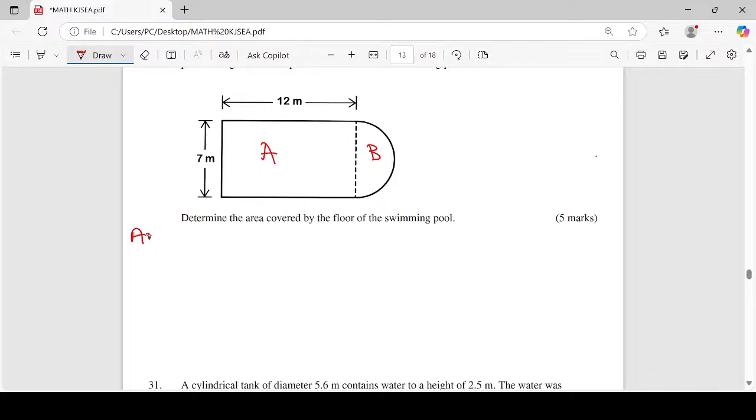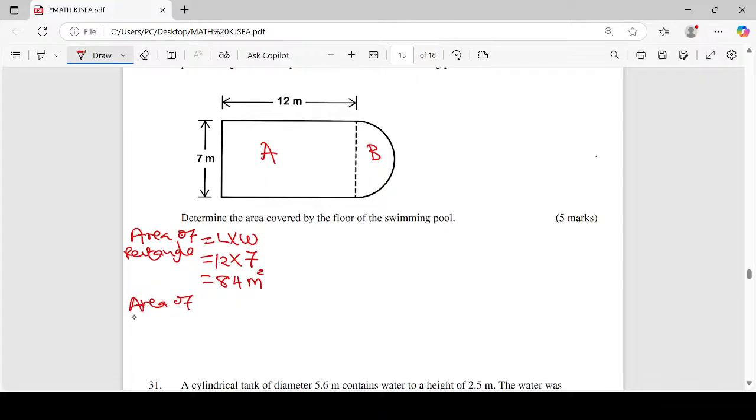That is the area of the rectangle. Area of the rectangle is given by length times width. The length in this case is 12 times the width, which is 7. This gives you 84 square meters. Then also let's get area B, the area of a semicircle.